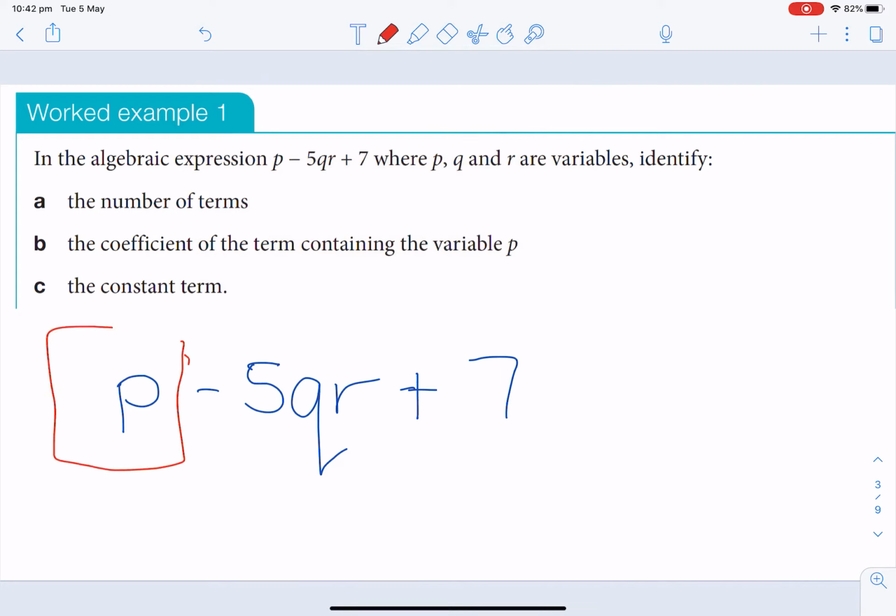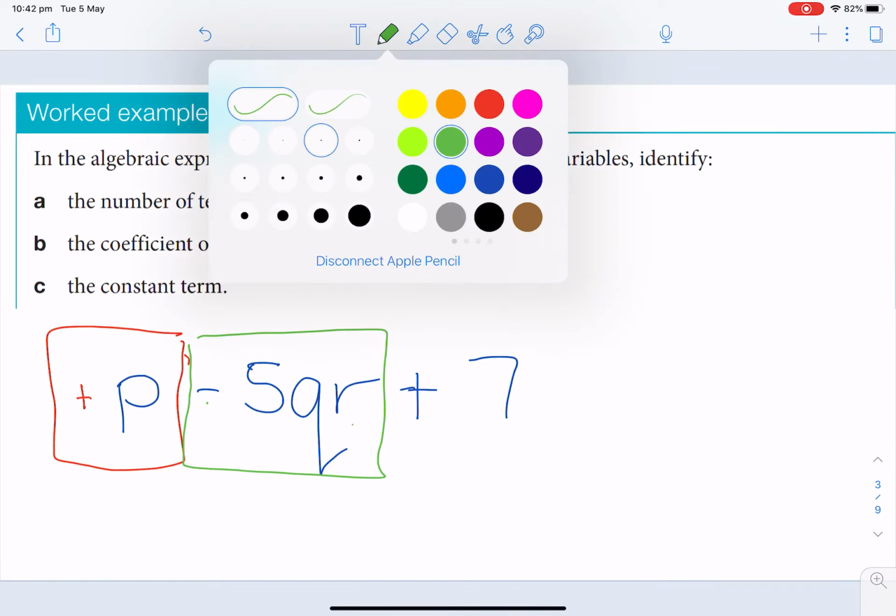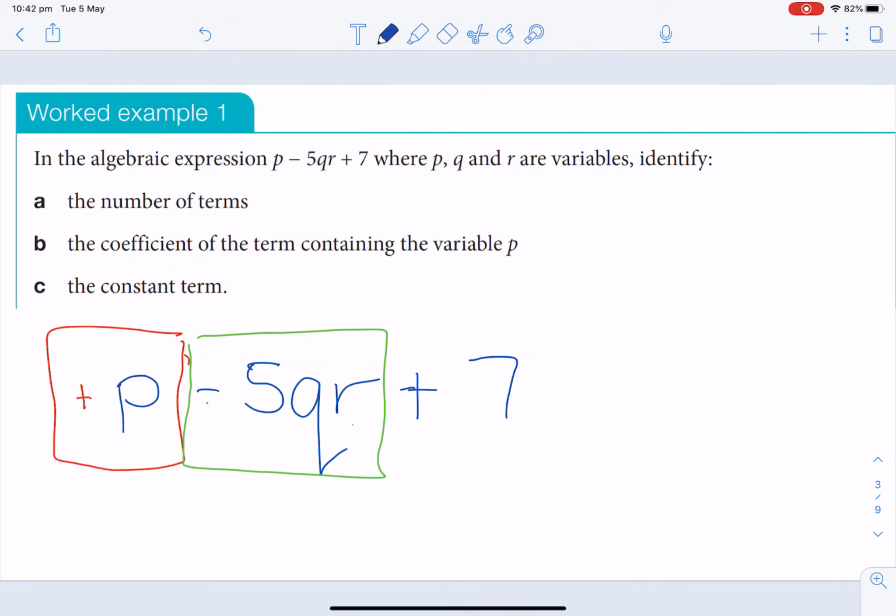This p is one term. Now, if there's no positive or plus symbol at the beginning, you automatically assume that the first one is positive. If there was a negative there, it would be a negative term. But in this case, it is positive. Then our second term, we go from that first operation till the end of the pronumerals, just before the next operation, is negative 5qr. Then my last one, I'll do it in blue, is plus 7.